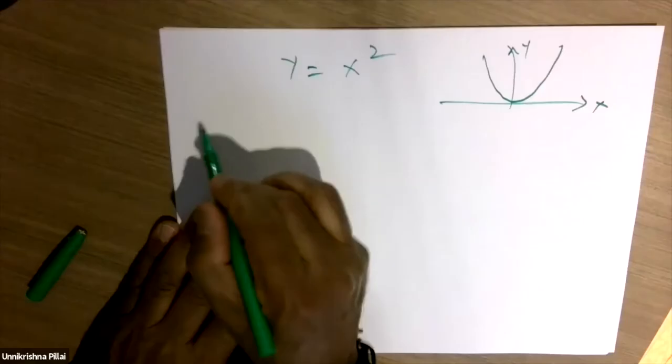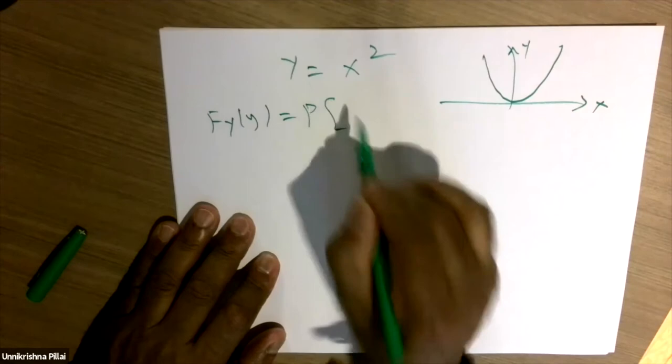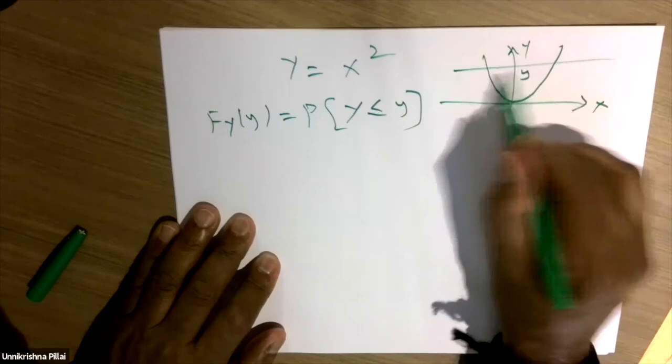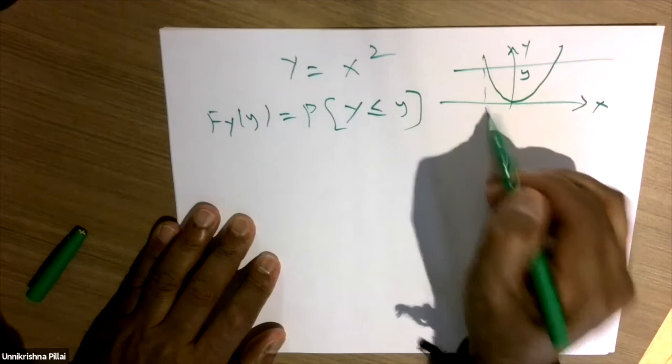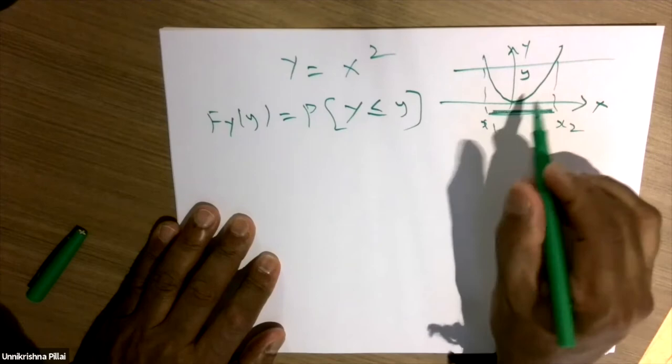And so what we want is F_Y(y). Remember, F_Y(y) is the probability of capital Y less than or equal to small y. So you pick some y. This is Y less than or equal to y. And then you can see what happens in x. X must be between these two values. That's where the graph is helpful.